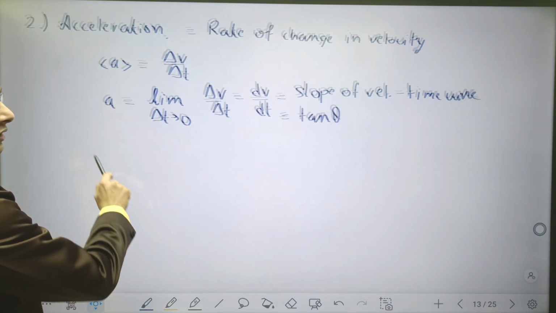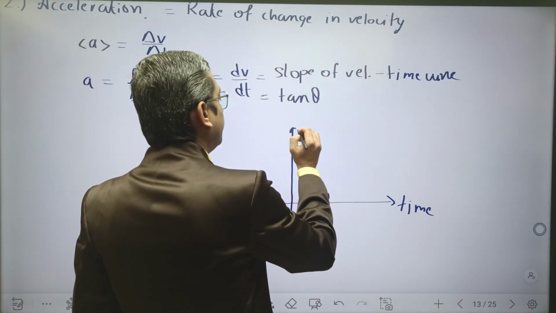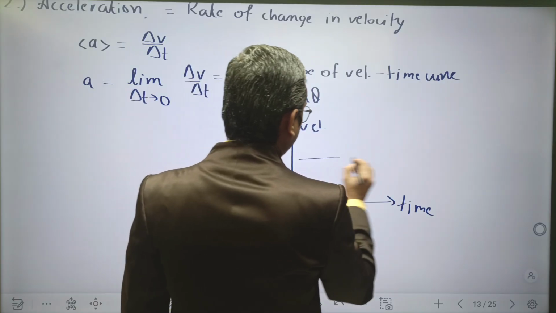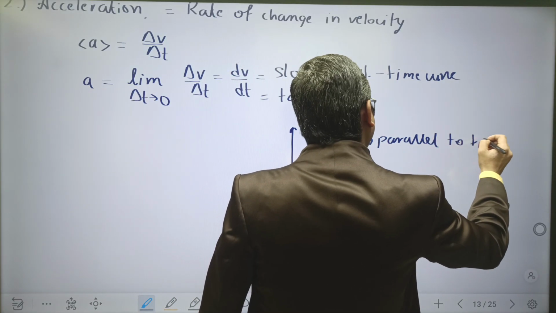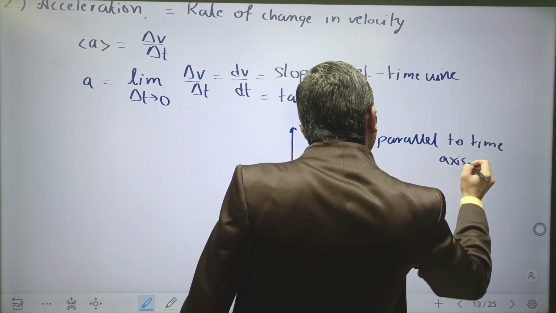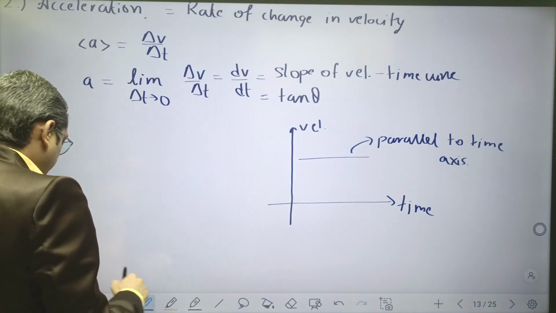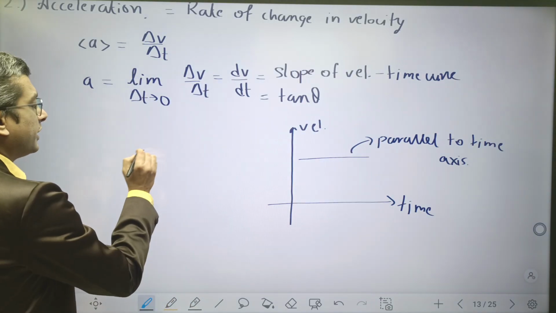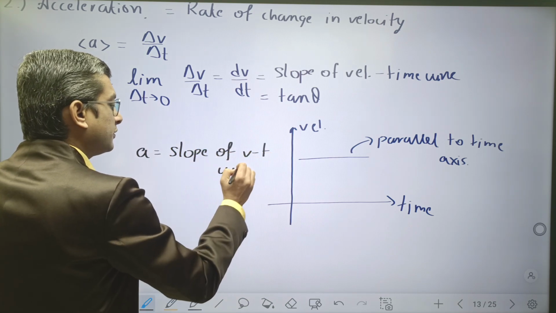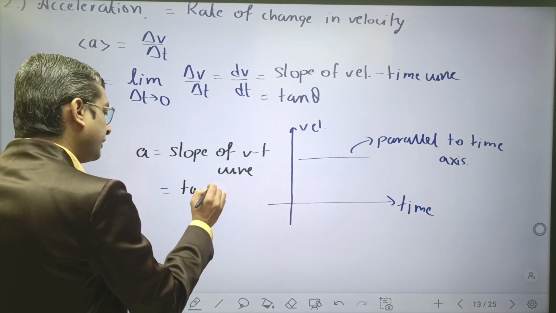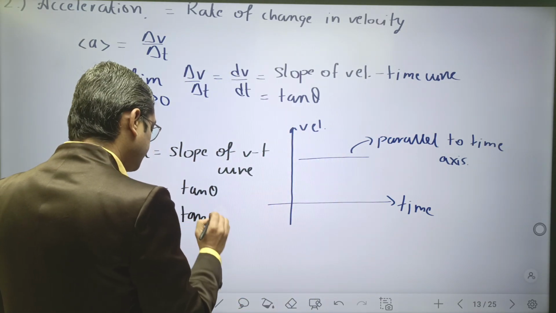So let us have some examples. Suppose here it is time and here it is velocity, and the curve is like this one. This is parallel to the time axis, and you are asked to comment on the acceleration of the particle. So how can you find it? The acceleration is given by the slope of the velocity time curve, and here the slope is given by tan theta, and here we can observe this line is parallel to the time axis, so theta is equal to 0.